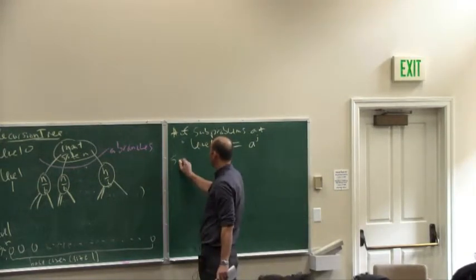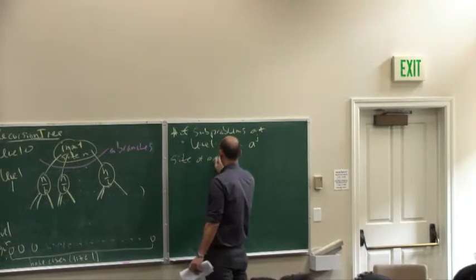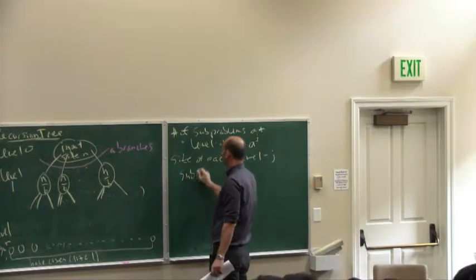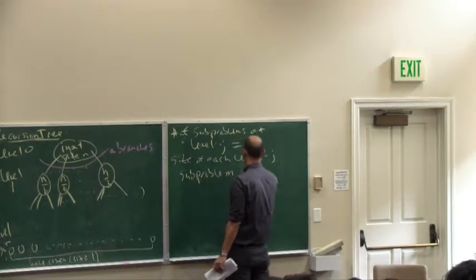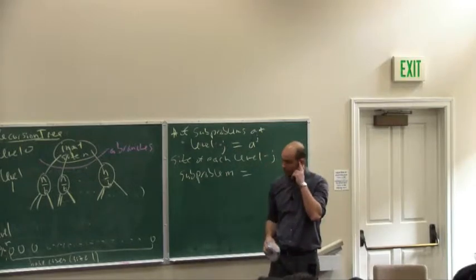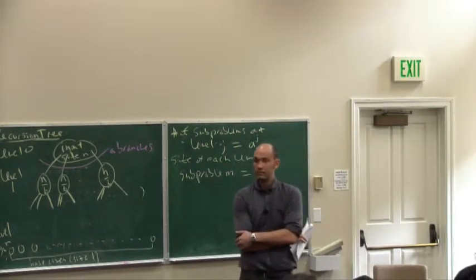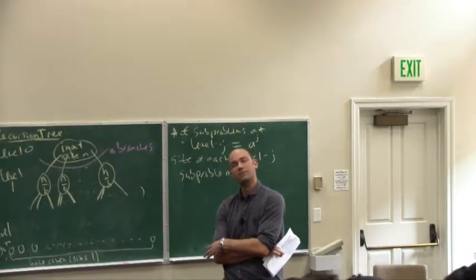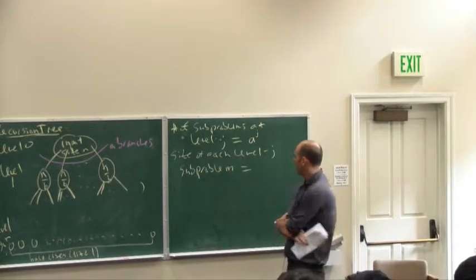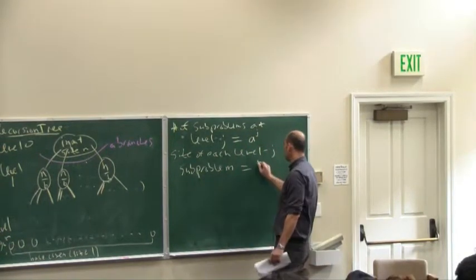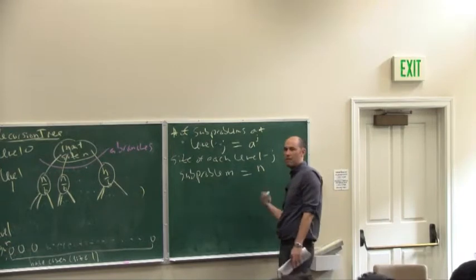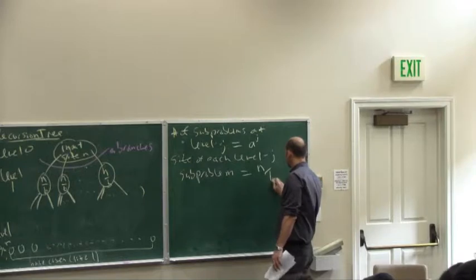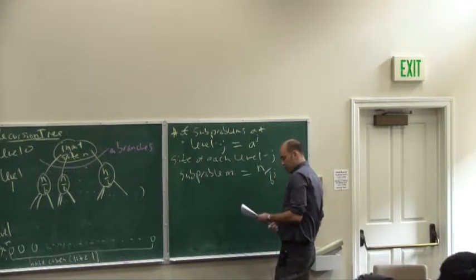So, the size of each level J subproblem is going to be what? N over B to the J. Same kind of reasoning. Initially, the input size is n. You drop it by a b factor every time. So J levels down, you've dropped it by a b factor J times. So that's n over b to the J.